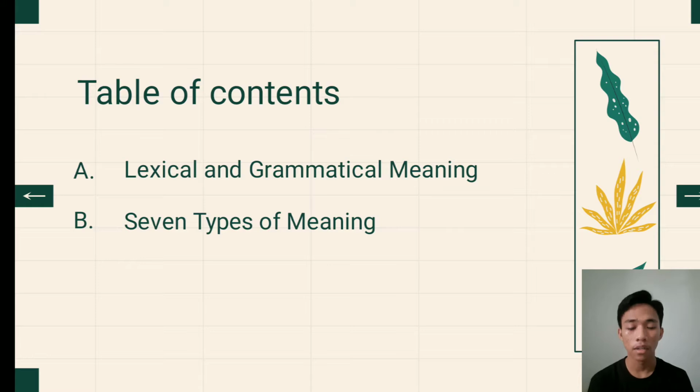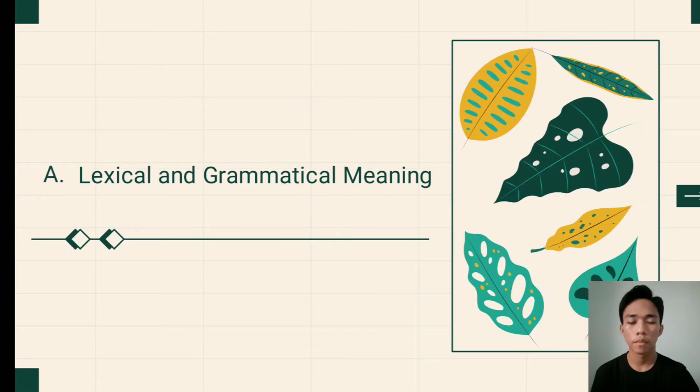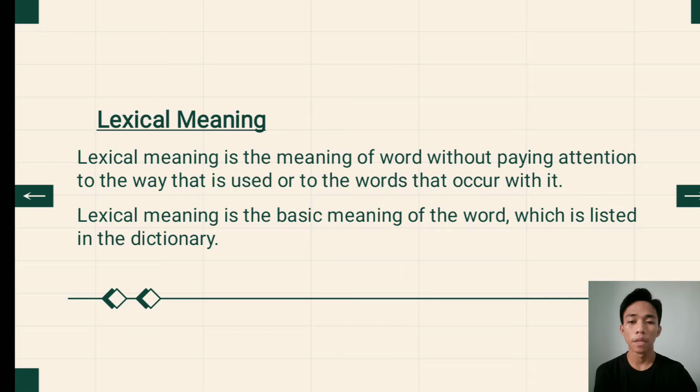And our material is about A. Lexical and grammatical meaning, and B. 7 types of meaning. A. Lexical and grammatical meaning. Lexical meaning.